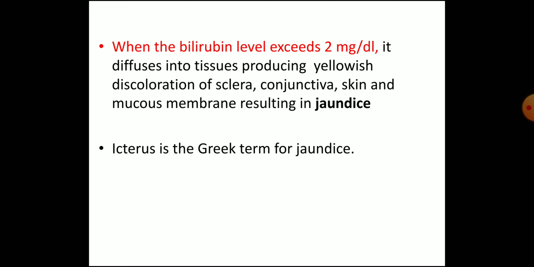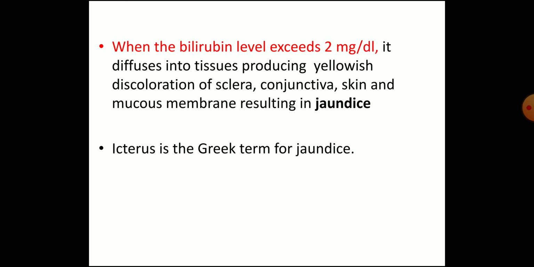Before going to discuss any type of question in jaundice, we have to know what jaundice is, so define jaundice. When the bilirubin level exceeds 2 milligrams per deciliter, it diffuses into the tissues, producing yellowish discoloration of sclera, conjunctiva, skin, and the mucous membrane, resulting in jaundice. So the definition is increased amount of bilirubin with yellowish discoloration of skin, conjunctiva, sclera, and the mucous membrane.